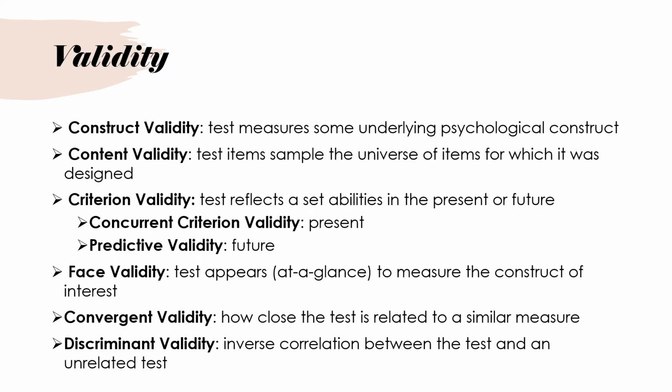And then on the flip side, we also have something called discriminant validity. And this is where you want to see that there's an inverse correlation between your test and some sort of unrelated test. We know that if you have a depression measure, it should be inversely correlated with a happiness measure, right? That makes sense. So if you have some sort of happiness measure, you would think that there would be an indirect or an inverse correlation. Another way you can say that is a negative correlation between your happiness measure and your depression measure.